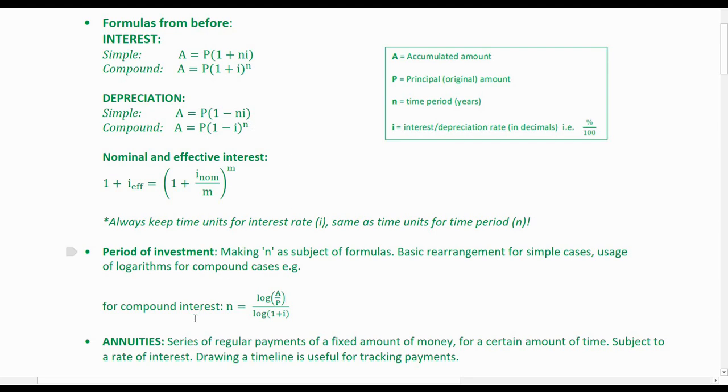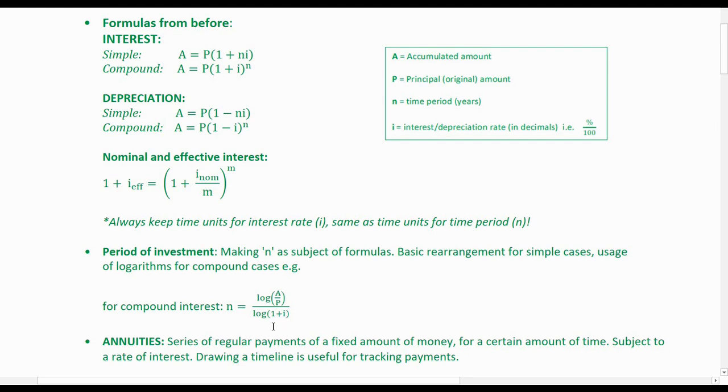And the final formula you get for the case of compound interest is n equals log (A over P) over log (1 plus i). Then the compound depreciation formula would be exactly the same, except it would be 1 minus i.